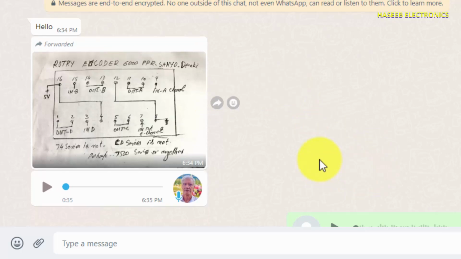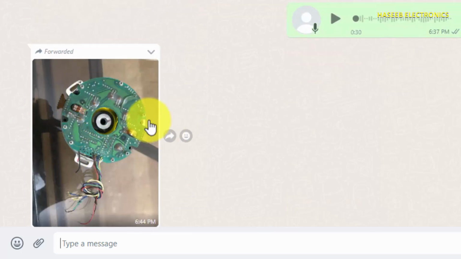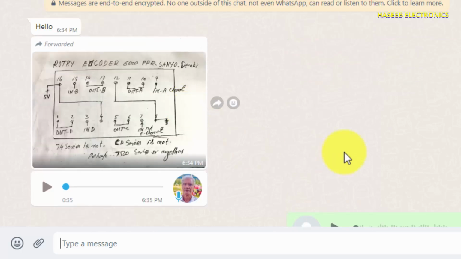Today we will see how we can identify an IC using its footprint and using its circuit. Basically, it is a question from my viewer. He sent me this connection diagram.